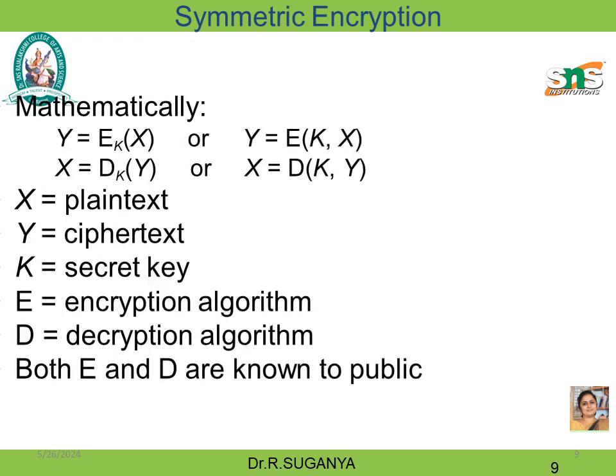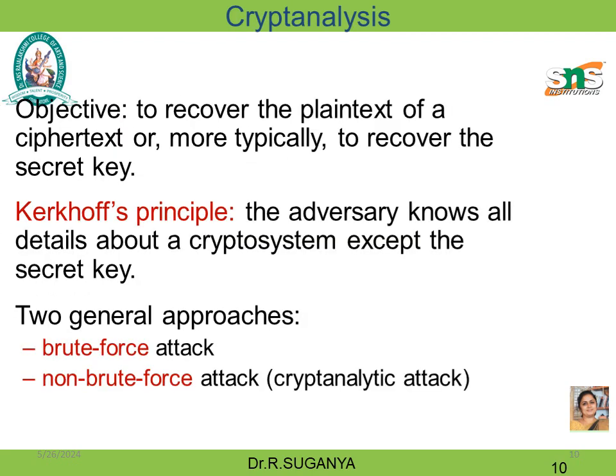Mathematically, y equals E_k(x), or y equals E(k, x), where x is the plain text, y is the ciphertext, k is the secret key, E is the encryption algorithm, and D is the decryption algorithm. Both E and D are known to the public. The objective is to recover the plain text of a ciphertext, or more typically to recover the secret key.